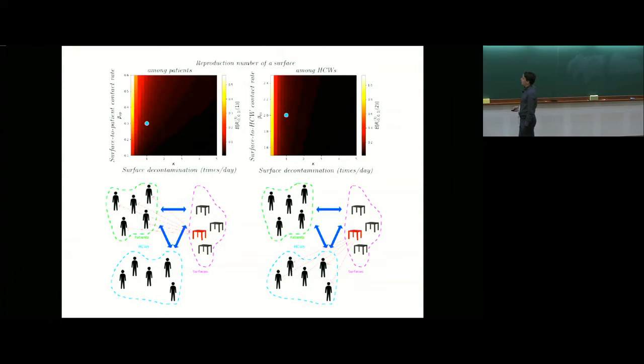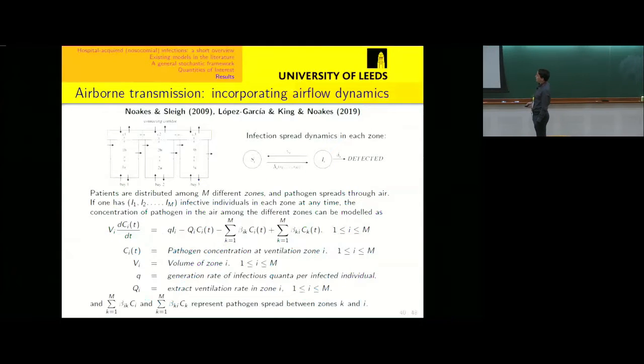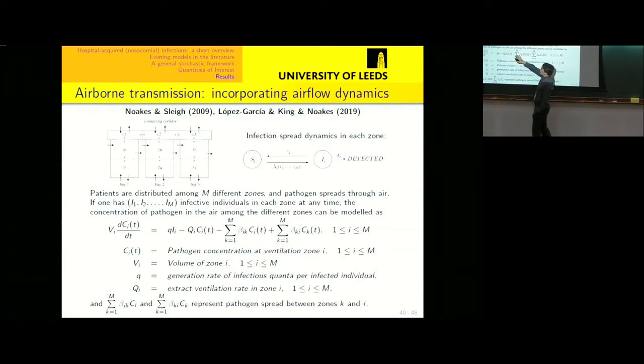I wanted to use these final minutes to tell you a bit about this idea of incorporating airflow dynamics. So if you're analyzing a pathogen that spreads through the air, can we try to incorporate into the model how the air flows in the hospital ward? There was this original idea by Catherine Knox and Andy Slake. They basically proposed how to do that by linking an epidemic model with a zonal ventilation model, what is called so in the indoor air research area.